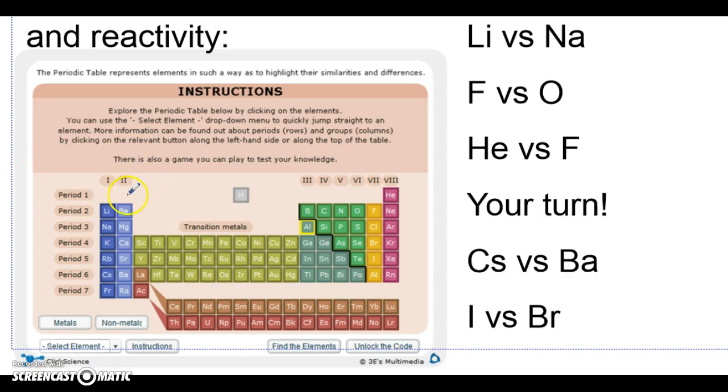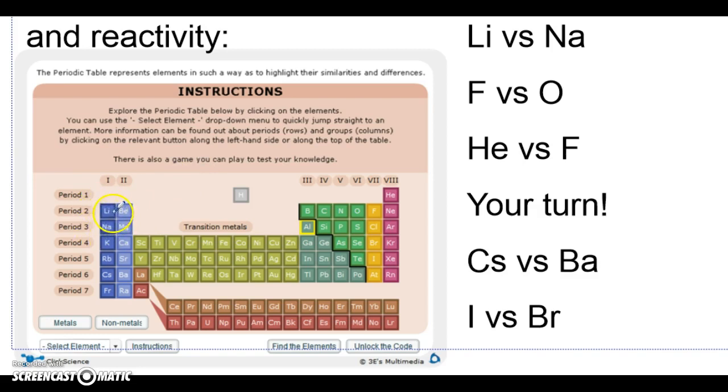And the third one, reactivity, we learned that this corner is really, really reactive, and this corner is really, really reactive, except the noble gases don't react at all. So reactivity increases as you go this way, and it increases as you go this way, up towards the fluorine. Okay, so if we're going to compare lithium versus sodium, okay, well, they're right here.